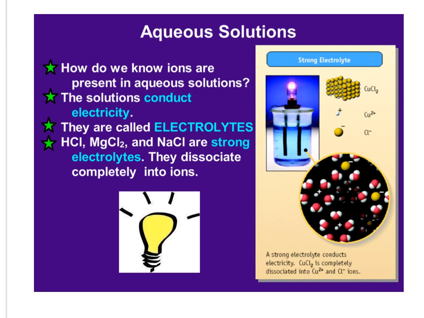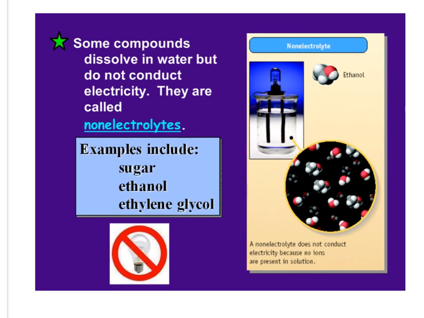Aqueous solutions are also called electrolytes because they dissociate into their ions. They can conduct electricity. Now, some compounds can dissolve in water, but they don't conduct electricity. This would be like sugar. You can dissolve sugar in water, but it doesn't break apart into ions. So these would be called non-electrolytes.